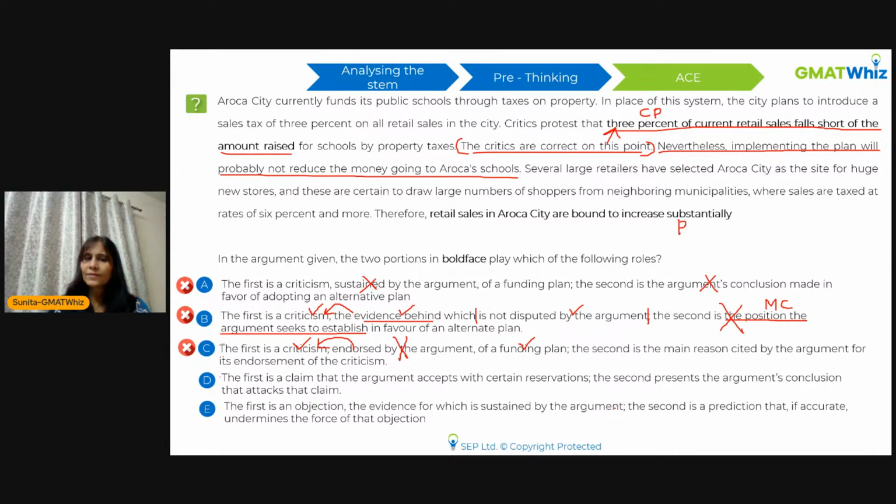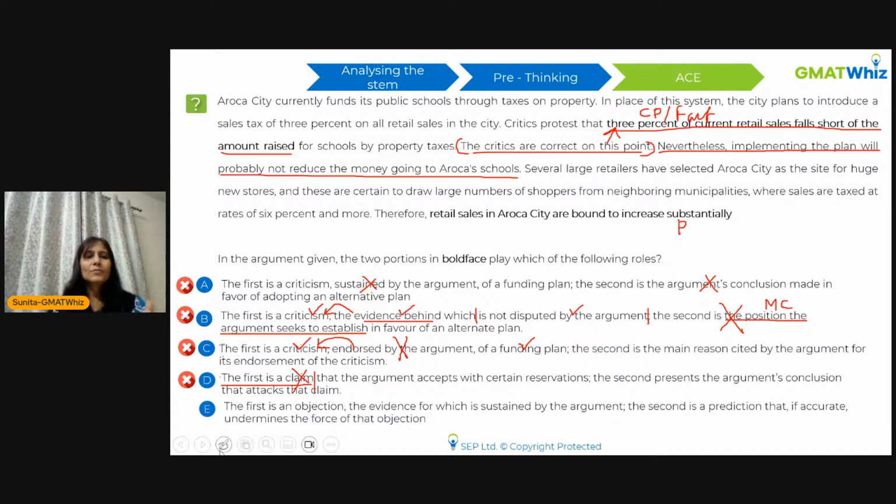In D, the first is a claim. Now, the first is a fact, right? Remember, this was a fact which was being used as a counter premise by the critics. Can I call a fact a claim? No. I can only call an opinion a claim. So I can rule out D here itself. And if in the exam you're just left with E, please mark it for review and proceed.